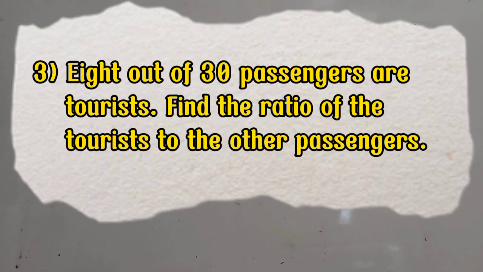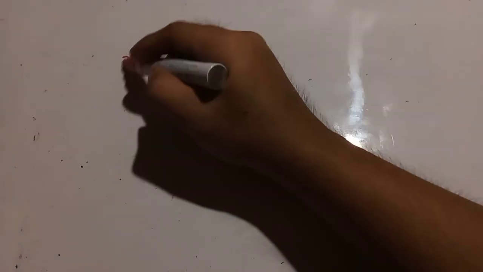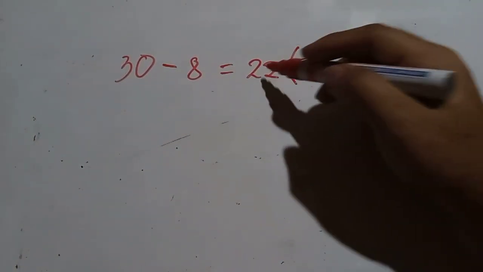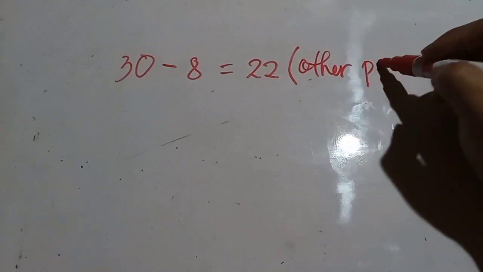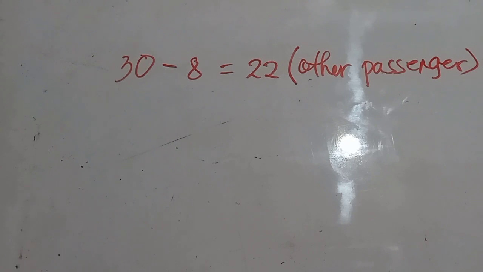Okay, example number 3. 8 out of 30 passengers are tourists. So find the ratio of the tourists to the other passengers. So ano ang hinahanap natin? Hanapin natin yung hindi tourist sa passenger. So ilan ba ang hindi tourist sa passenger? So let's find out. So 8 out of 30 passengers, ayan. Subtract natin sa 30 minus 8, that is 20. So now, in this 20, those are what? Those are the other passengers na hindi tourist. Nakuha.